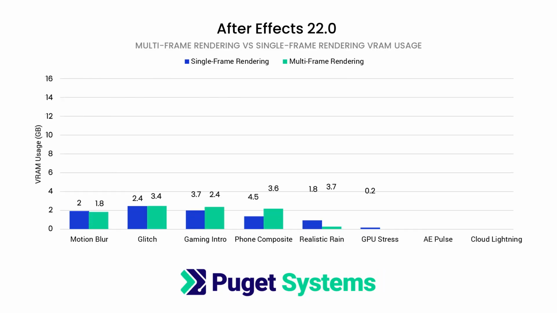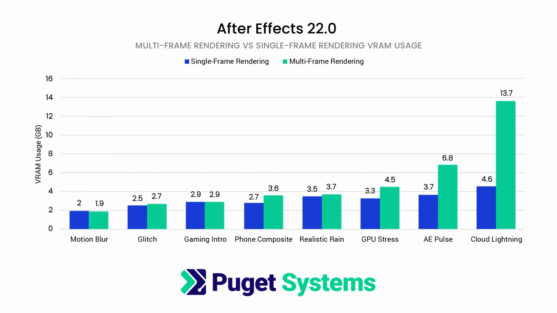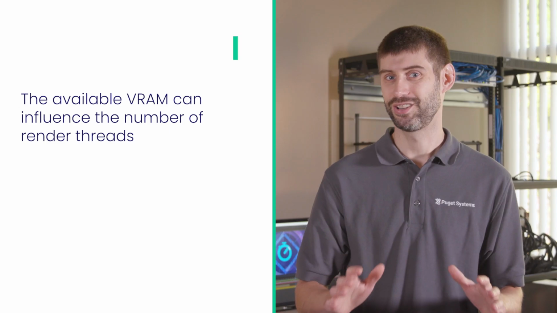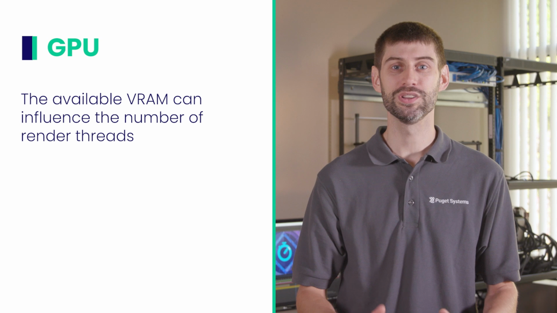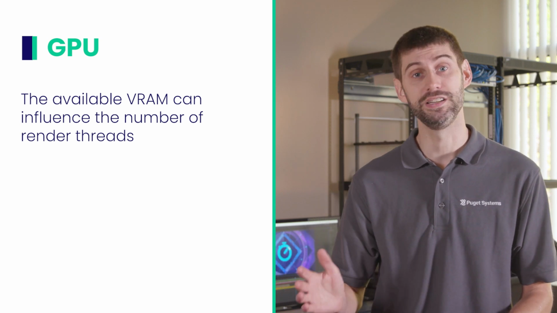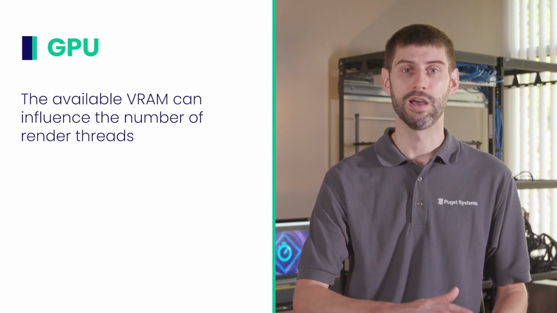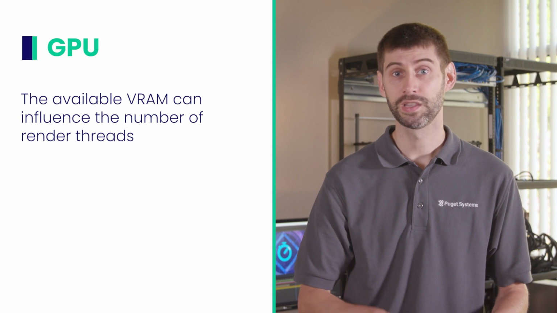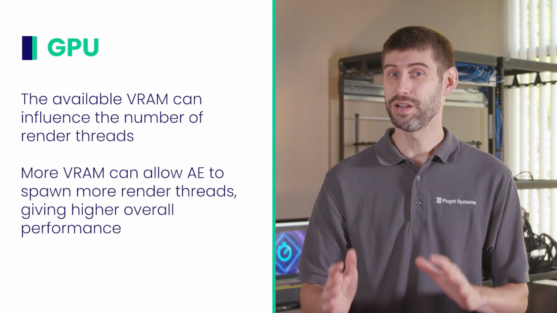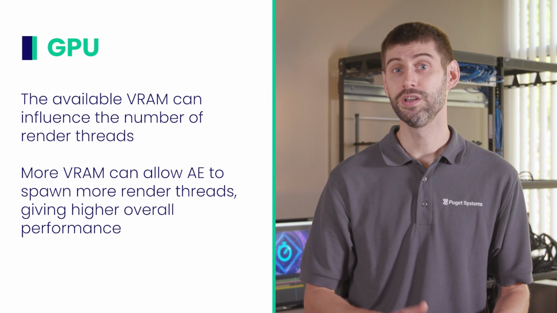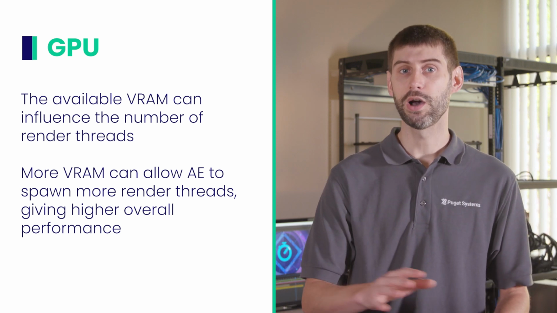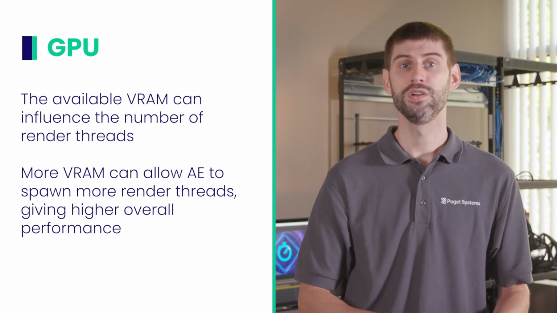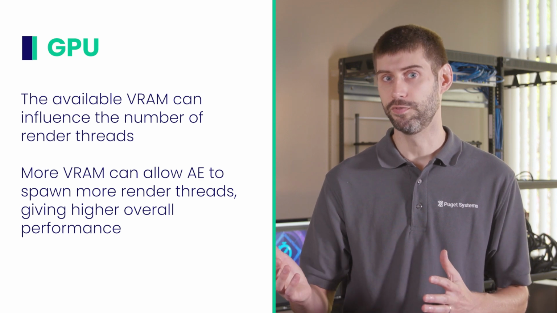Now that still doesn't make the GPU as important as the CPU, but something else we found is that the amount of video memory, or VRAM, that After Effects wants to use has increased by an average of 50% with MFR, and in some cases, After Effects wanted to use up to 3 times more VRAM. The good news here is that if your GPU doesn't have as much VRAM as After Effects ideally wants, it simply turns down how many render threads MFR uses. But the flip side to that is that, especially when using a higher core count CPU, a GPU with more VRAM could allow After Effects to spawn more render threads, which in turn can give you higher overall performance.